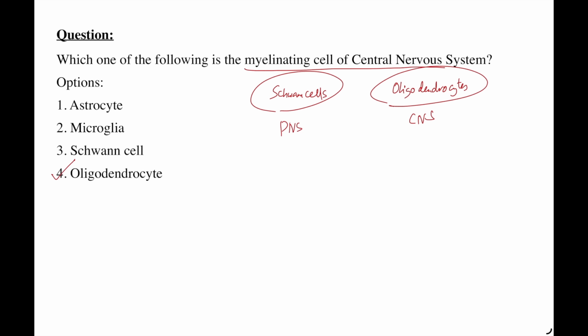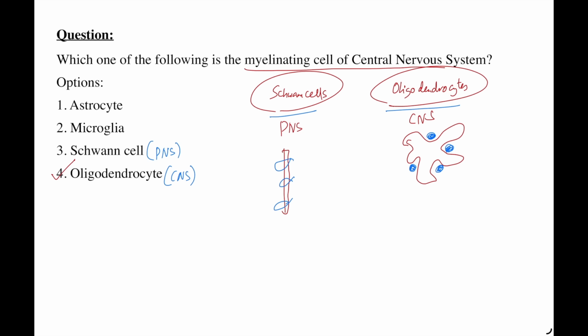And one more important differentiation: one cell will myelinate many axons if this is an oligodendrocyte, whereas here, one axon is myelinated by many Schwann cells. Okay, this is the classical differentiation between both of these. So oligodendrocytes and Schwann cells, major differentiation. So this is PNS, this is CNS, myelination.